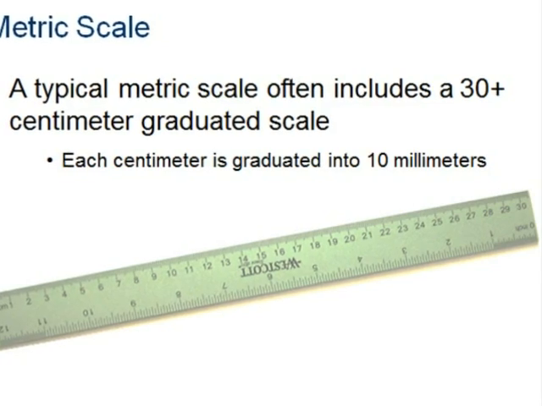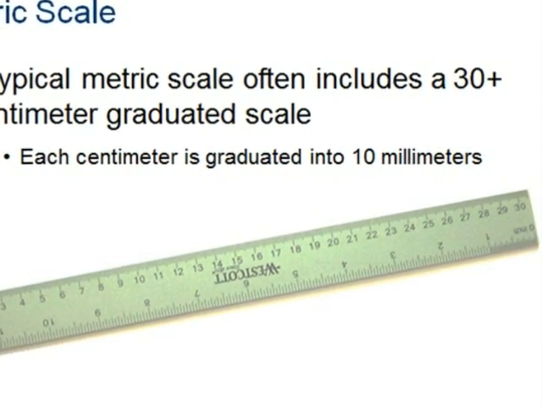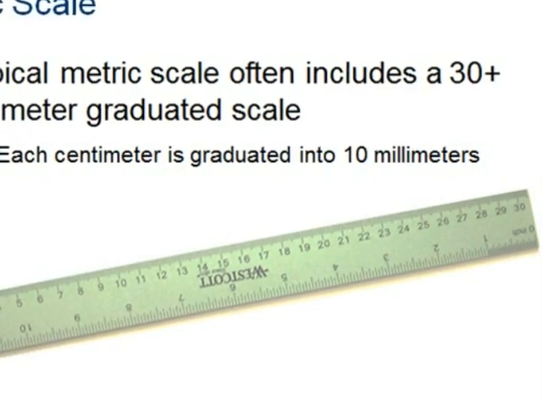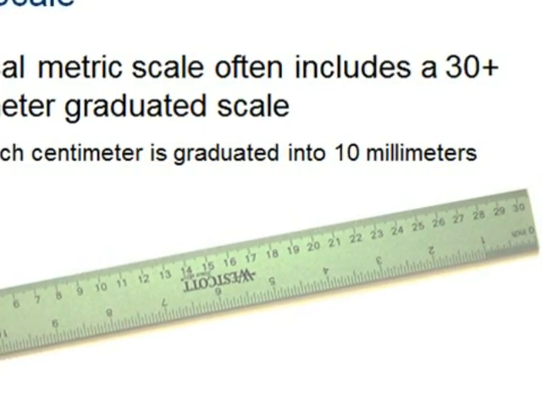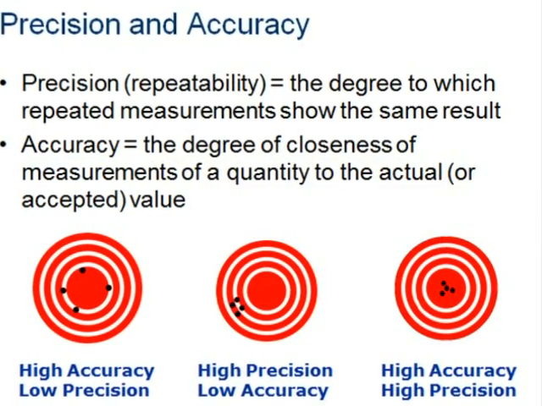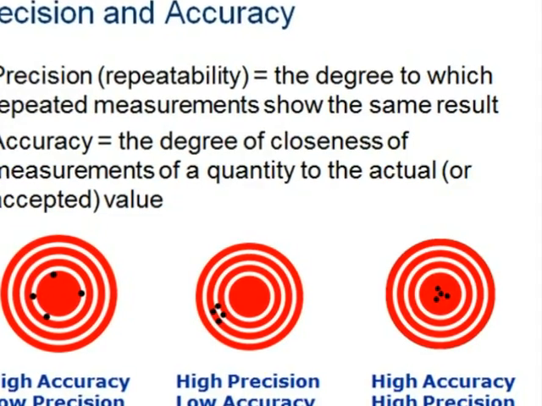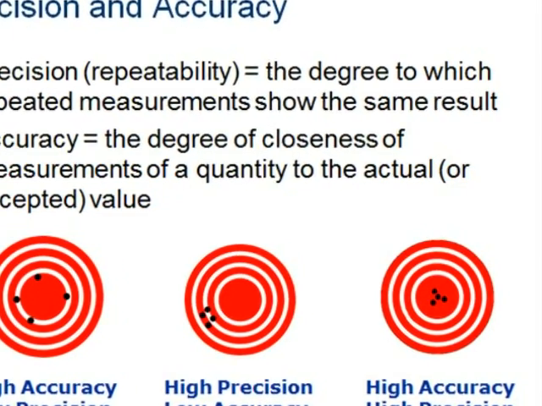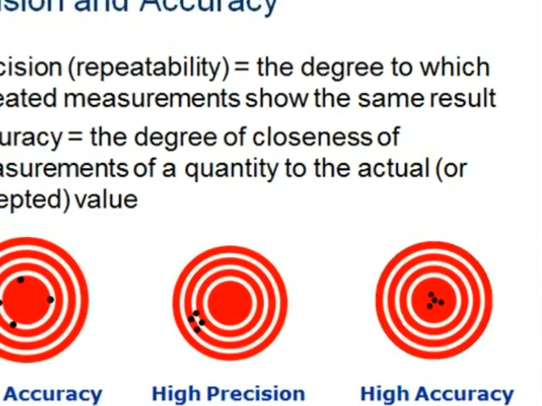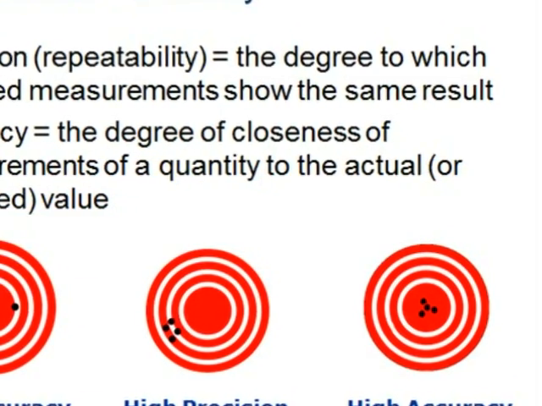This is the metric scale. The metric scale often includes a 30 or more centimeter graduated scale. Each centimeter is graduated into 10 millimeters. Precision and accuracy. Precision is the degree to which repeated measurements show the same result. Accuracy is the degree of closeness of measurements of the quantity to the actual value.